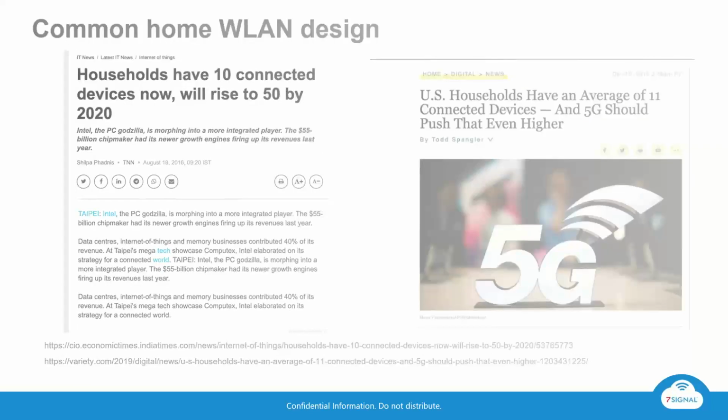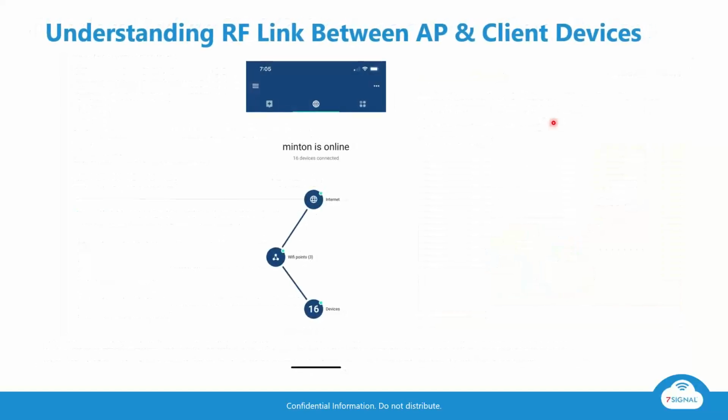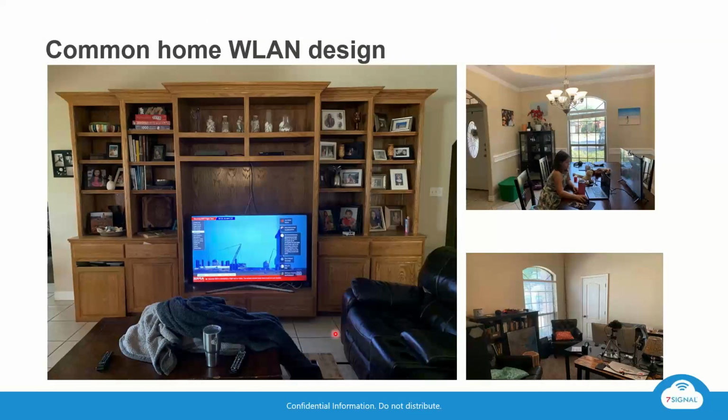So let's use my network for an example, just like yours. I checked this morning: I have 16 devices connected, which is a little bit over what they say is the average, which you would expect from a wireless guy. And you would expect that from somebody working from home who also has 2 kids in school from home. But I have more than one wireless access point, more than one BSSID. I have a couple, so there's actually more to the air as well. So I want to talk about common home WLAN design.